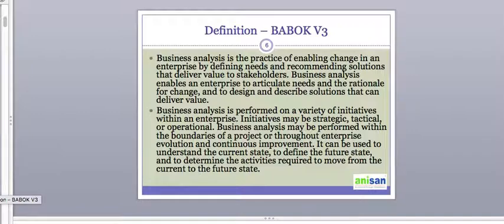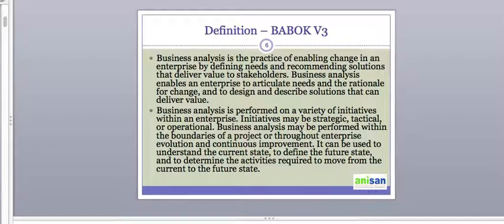Okay, so let us talk about the definitions. Here I have listed a few definitions. The first definition is coming from the BABOK version 3, that talks about business analysis as a practice of enabling change in an enterprise. So here business analysis revolves around implementing change or enabling the change.